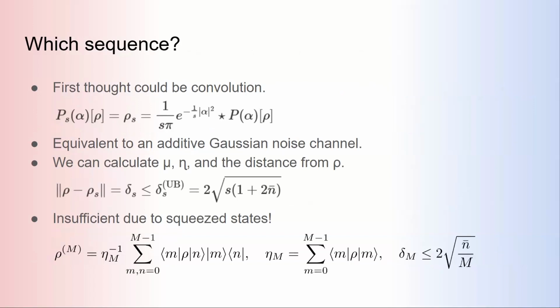So which sequence should we choose? Now our first thought might be convolution of the P representation with a Gaussian. This is equivalent to an additive Gaussian noise channel. And the reason we might choose this is because if this S equals half, this is just the Wigner function. And if this S equals 1, it's the Q function, which we know is positive for all states. So it's kind of a way of interpolating from negative states to classical states. And in fact, sometimes the minimum S required for this is called the non-classical distance.